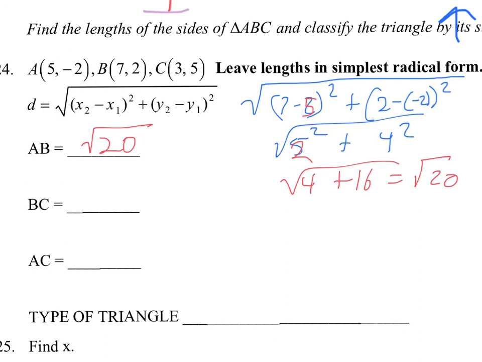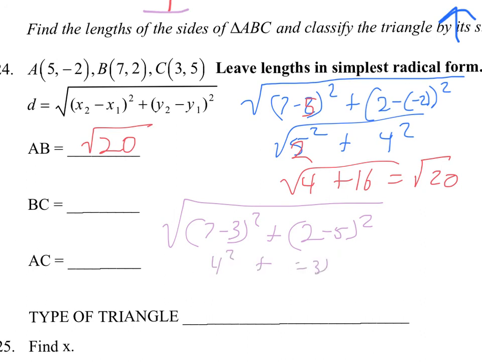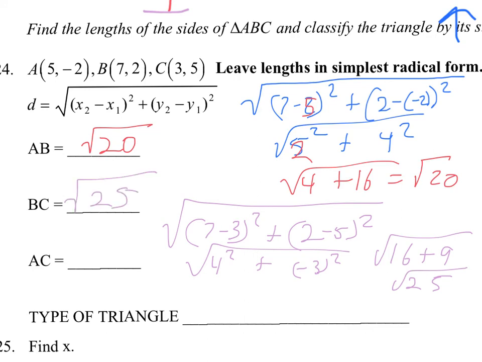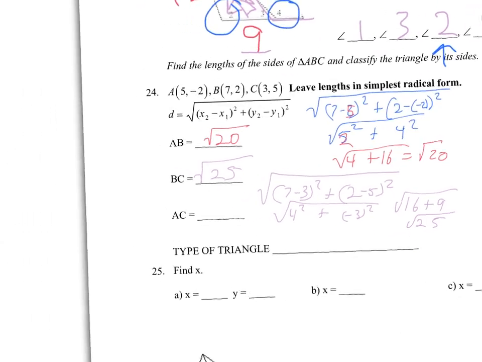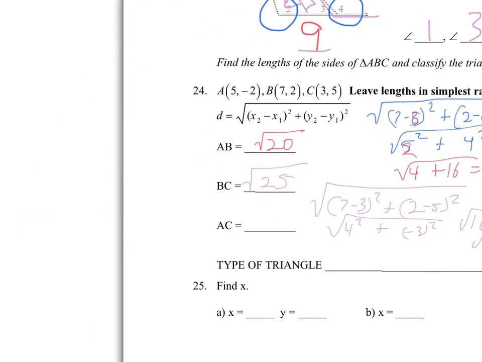We'll do BC now. BC would be 7 minus 3 squared plus 2 minus 5 squared. We end up with 4 squared plus negative 3 squared. 4 squared is 16. Negative 3 squared is 9, which is 25. And we'll just leave it like that, even though we know it simplifies. And the next one, let's give ourselves some room. We'll do AC over here.